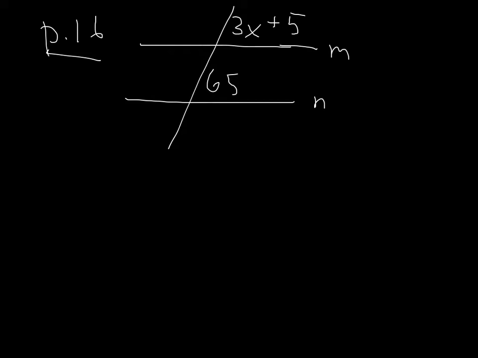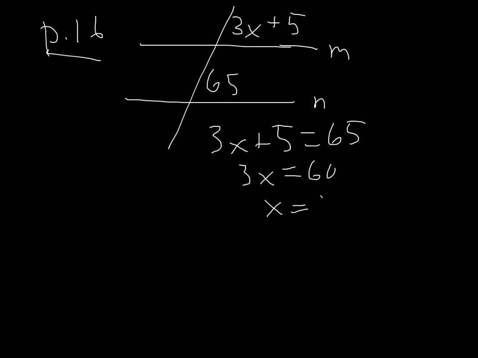Since those angles are corresponding angles, we know the corresponding angles must be equal in order for the lines to be parallel. So therefore 3x plus 5 must equal 65. And if we solve for x, we get x equals 20. You can plug it back in to make sure it is correct. In the top corresponding angle, we would have 60 plus 5 is 65, so that appears correct.